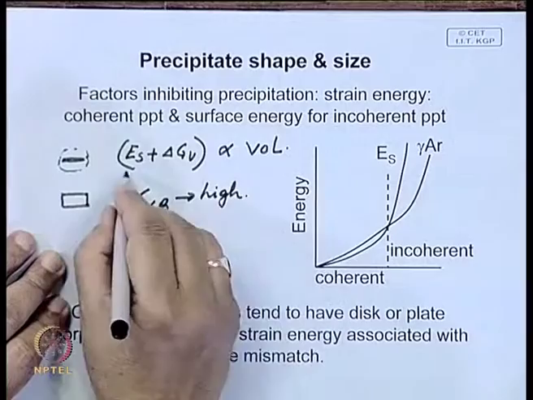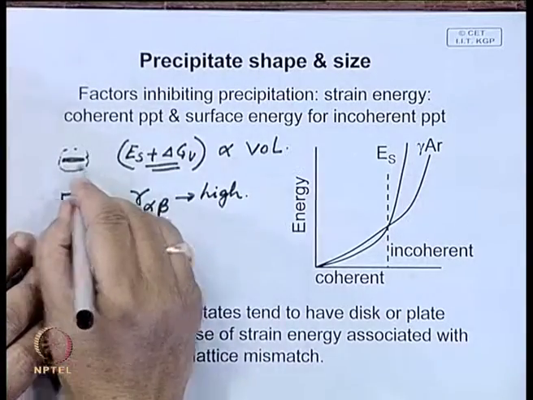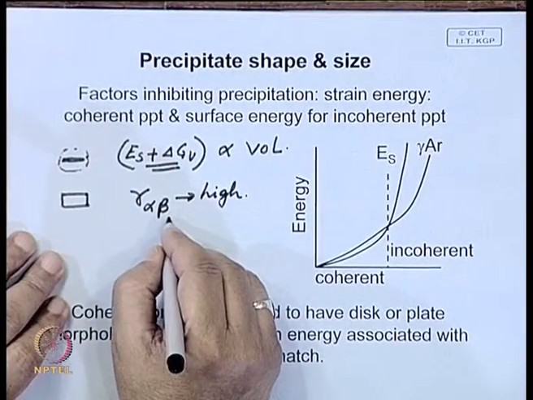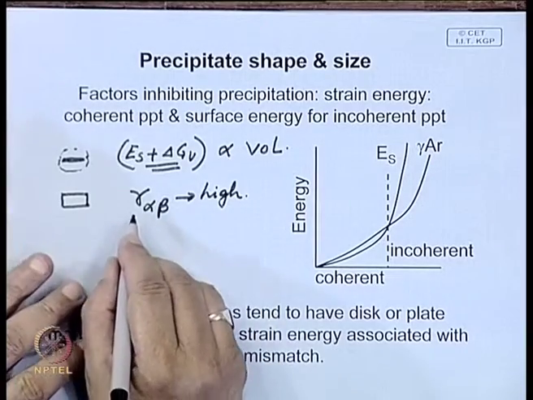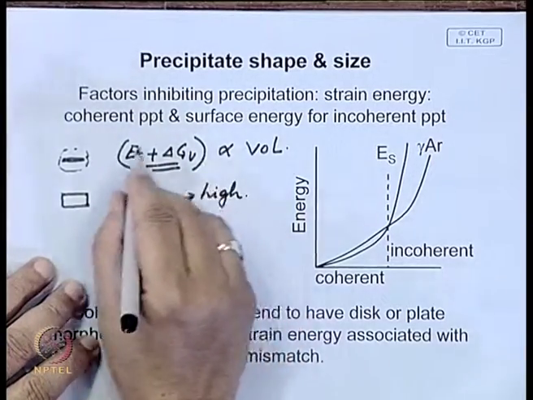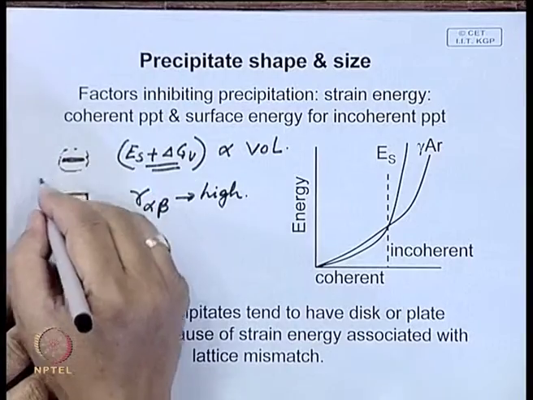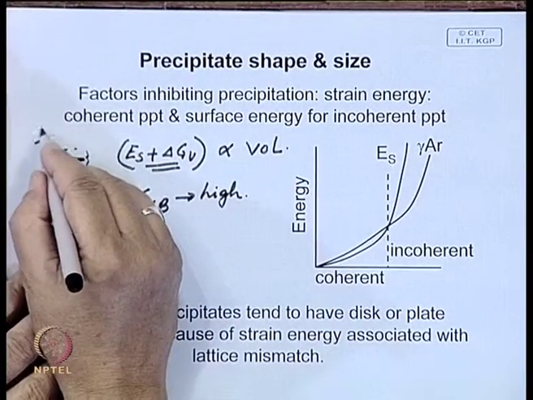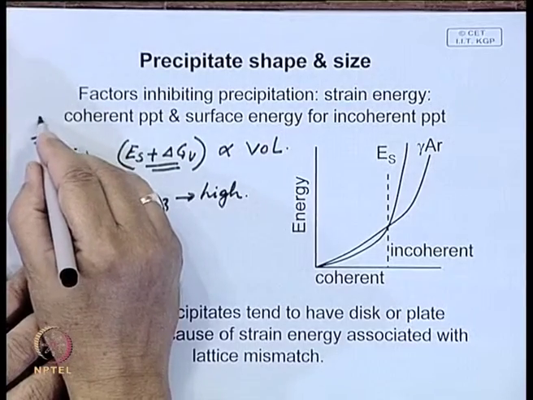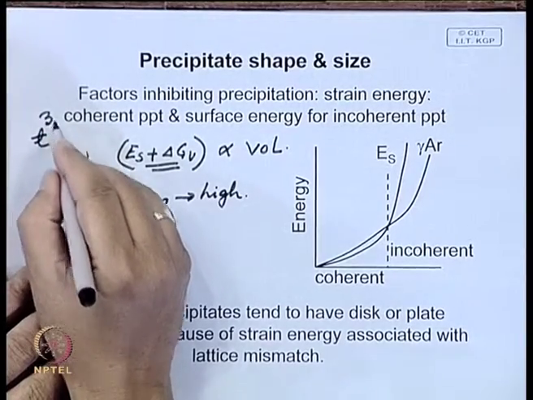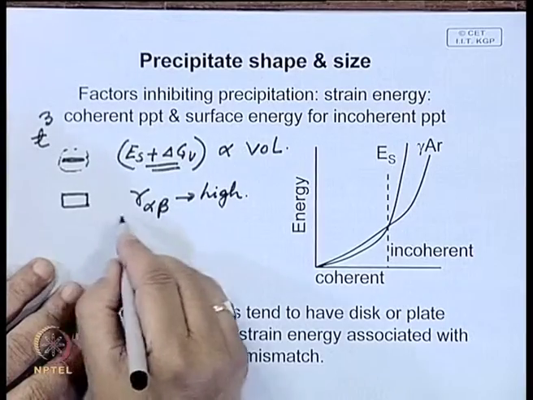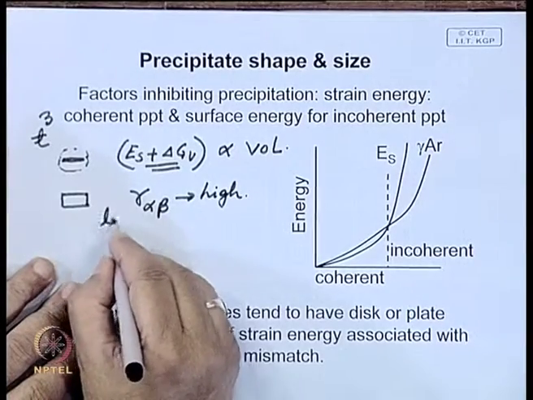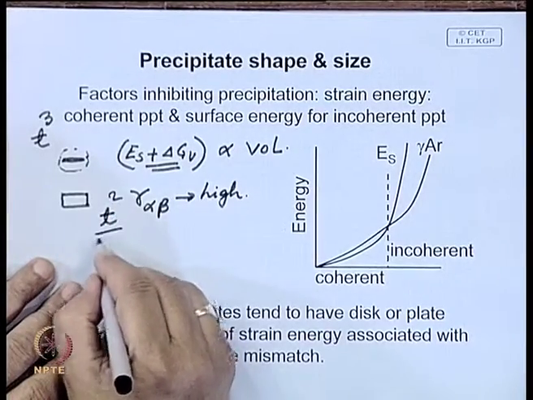So, in one case this is high, another case this is high. Now, we know that this volume will be proportional to the dimension. If we say the thickness, it is possible to show that volume will be proportional to this, whereas surface area will be proportional to the square of the thickness.